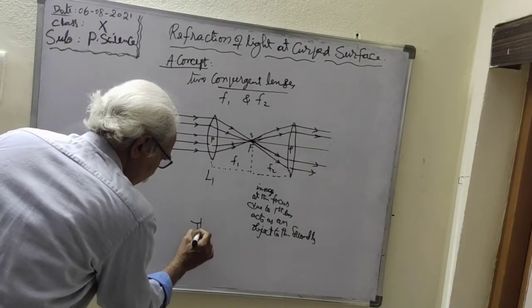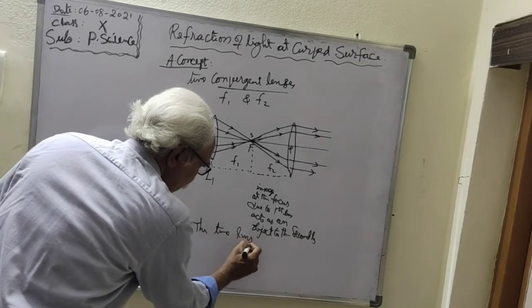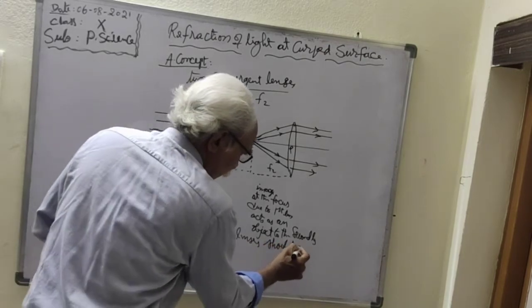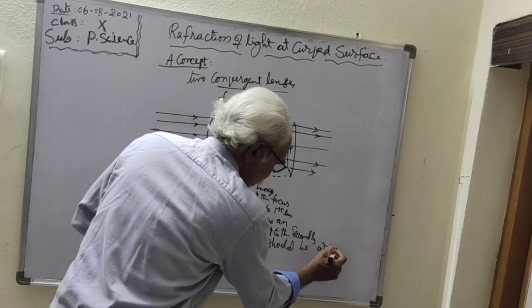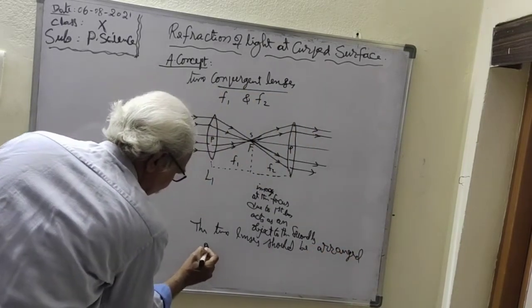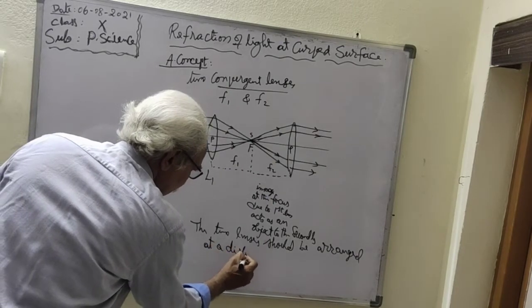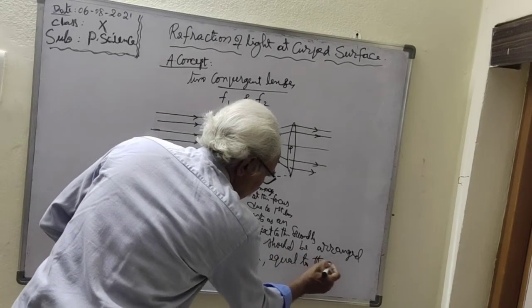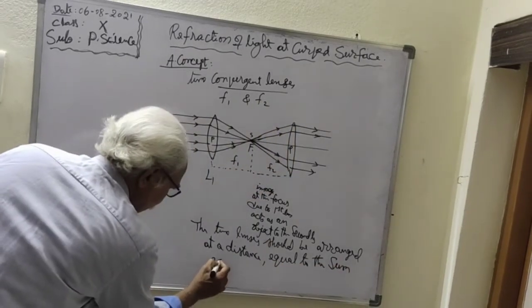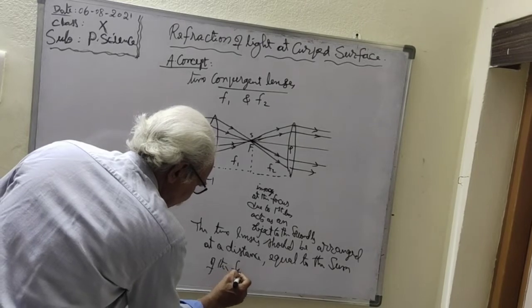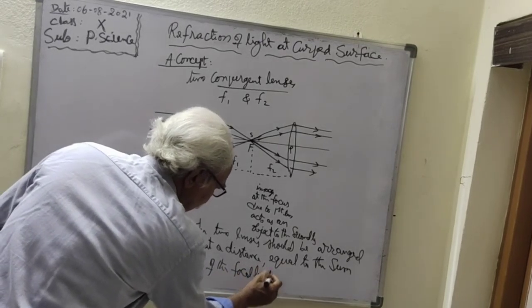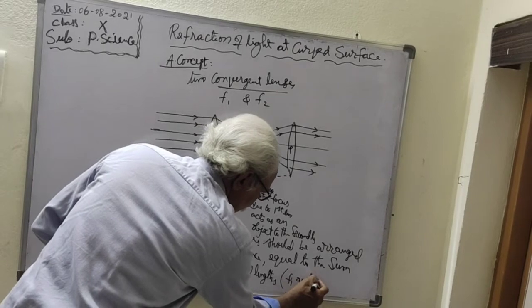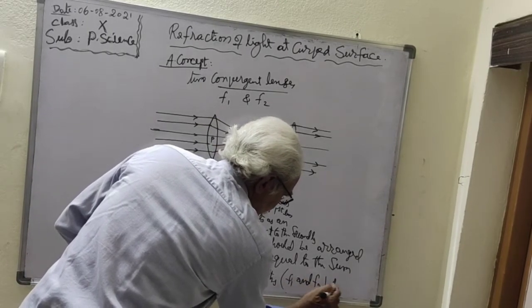Can you say, the two lenses should be arranged at a distance equal to the sum of the focal lengths, that is f1 and f2, of two lenses.